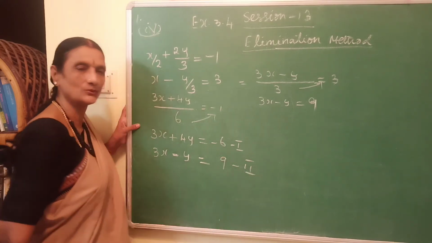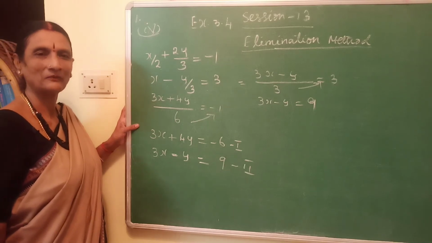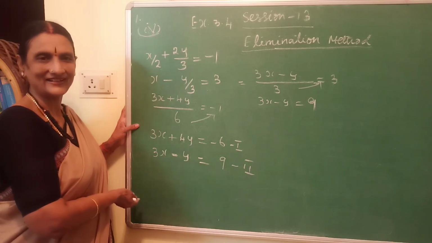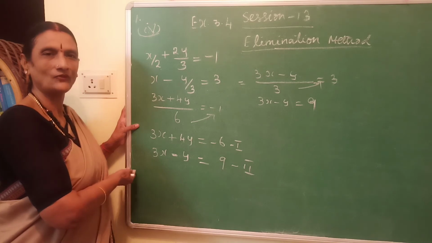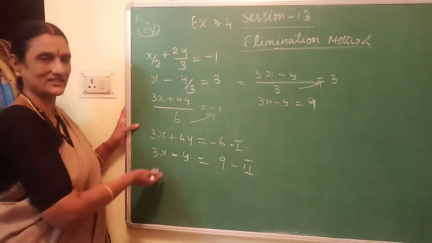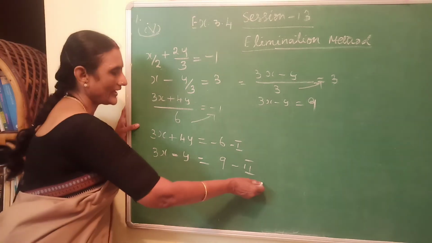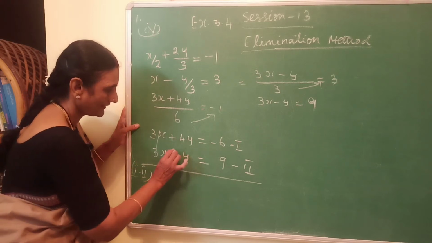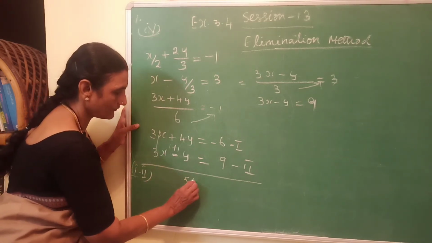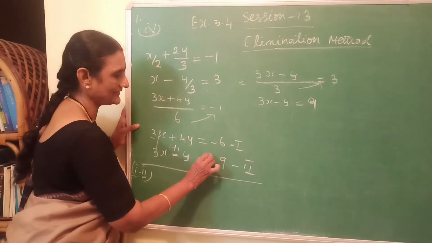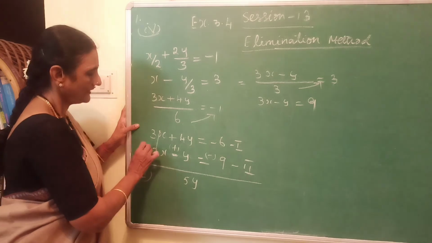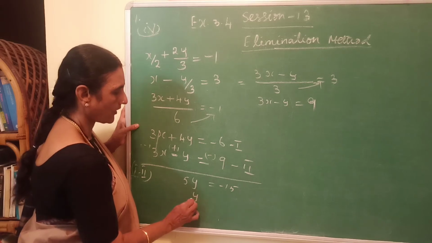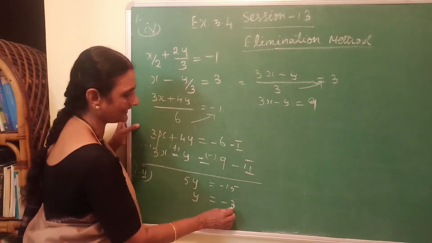That is equation 2. Now, can you tell me what is the LCM of 3 and 3? It is 3. Isn't it? We don't have to go for any other number. Just you subtract, the x term will get cancelled. That is the easiest. So I will write equation 1 minus equation 2 is equal to, change the sign, I will get 5y. And if I change the sign, this will become minus 6, that is minus 15. So y is equal to minus 3 is the solution.